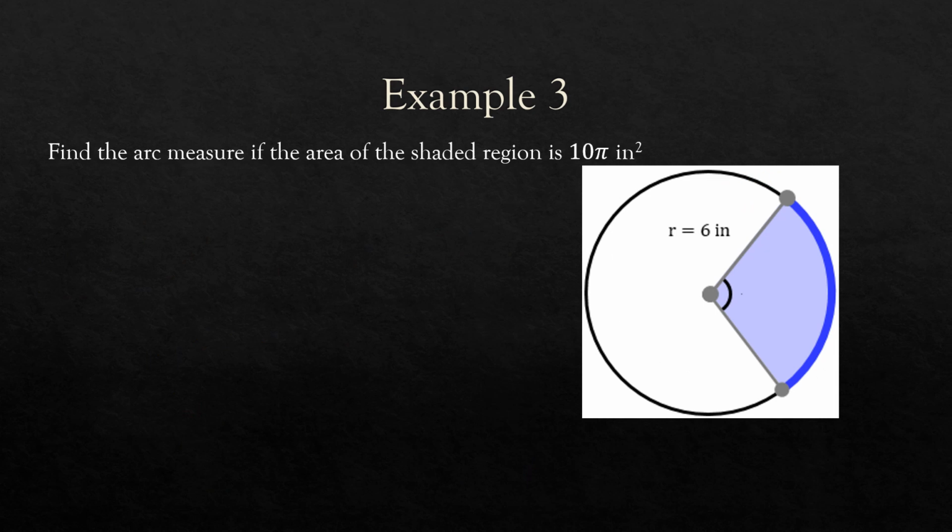One more example today. Find the arc measure if the area of the shaded region is 10 pi inches squared. Okay, so this is a sector, and the area of a sector is the arc measure over 360 times pi r squared. We are given the area in this case, so that's 10 pi inches squared. We don't know the arc measure, but we do know R. R is 6 inches.